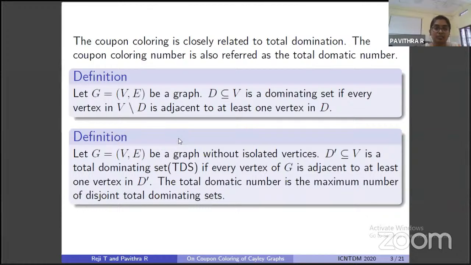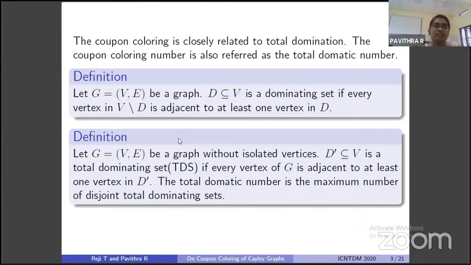We will see the definition of dominating set. Let G equal to (V, E) be a graph. D subset of V is a dominating set if every vertex in V minus D is adjacent to at least one vertex in D. Let G be a graph without isolated vertices, then D dash subset of V is a total dominating set if every vertex of G is adjacent to at least one vertex in D dash. So from the definition, it is clear that every total dominating set is a dominating set, but the converse need not be true. The total domatic number is the maximum number of disjoint total dominating sets.